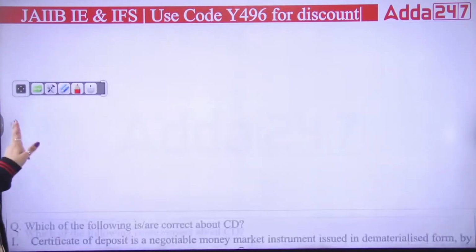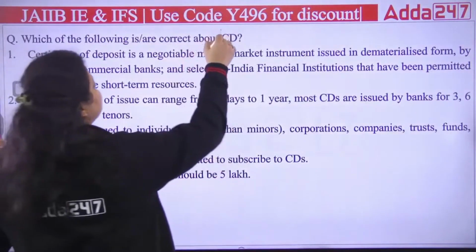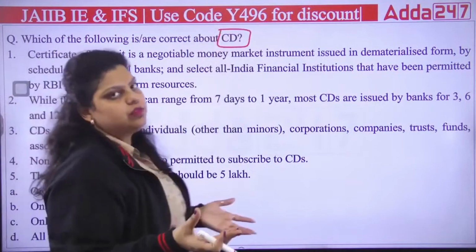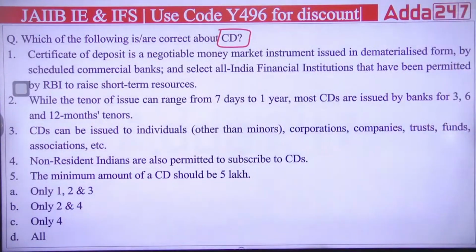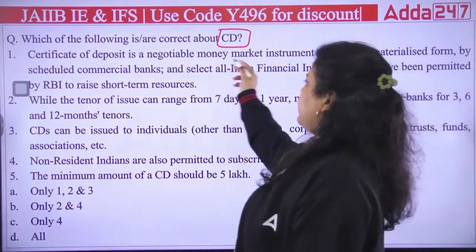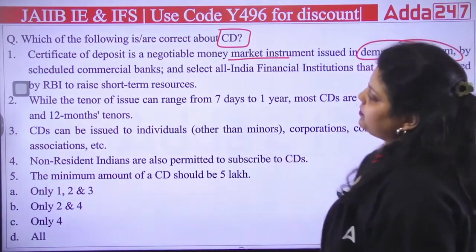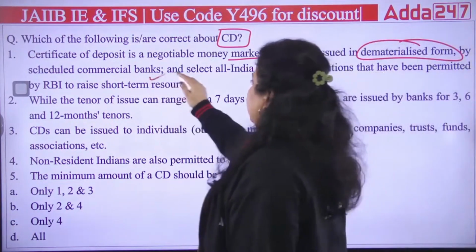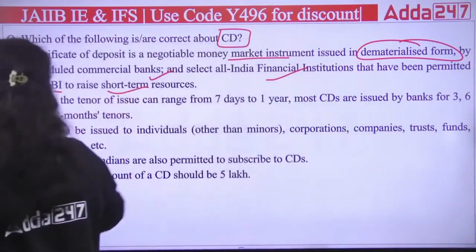Okay. Now the second question is talking about which of the following is correct about CD. Now what is CD? That's a certificate of deposit. So which of the following are correct about your certificate of deposit? It is a negotiable money market instrument issued in dematerialized form. It means in electronic form by scheduled commercial banks and all India financial institutions that have been permitted by RBI to raise short-term resources.